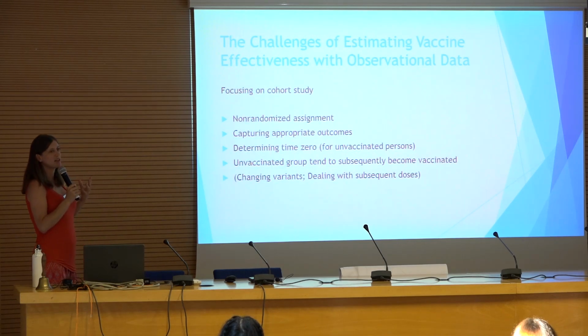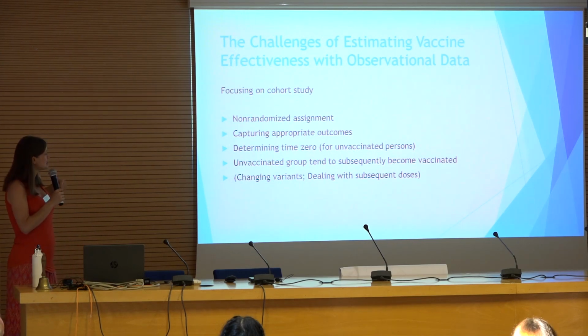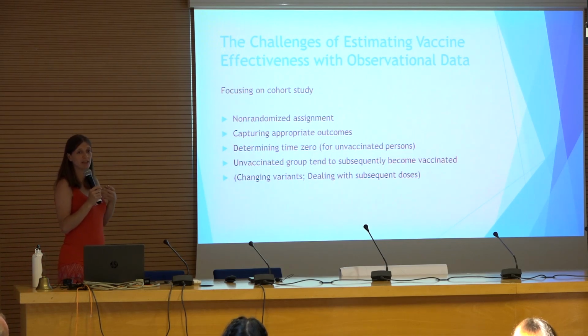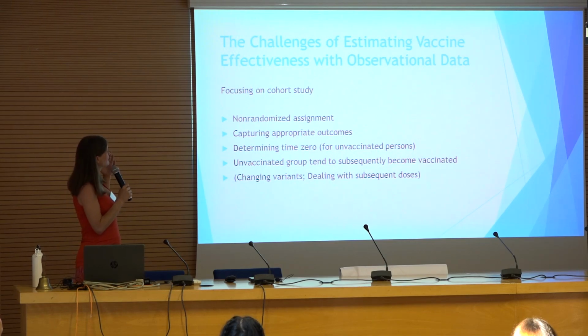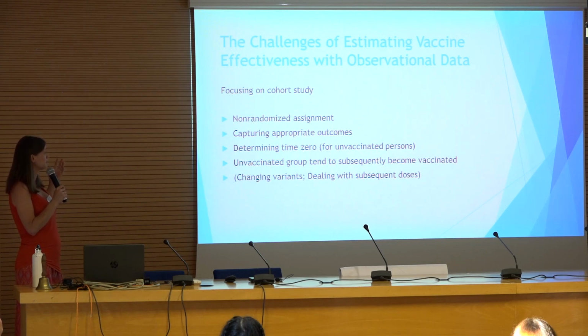Okay, so initially we're going to think about using a cohort approach to address vaccine effectiveness using these types of data. And I'm going to talk through a number of challenges that immediately strike you. The first and foremost is something that we've been talking about all day, so you're very familiar with, which is that we have non-randomized assignment. So we've got the issue of confounding.